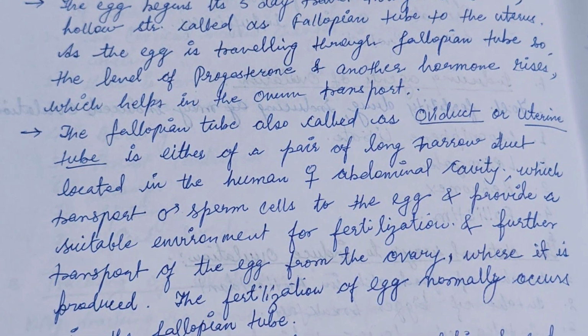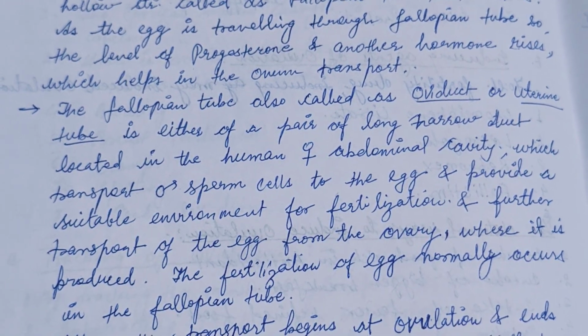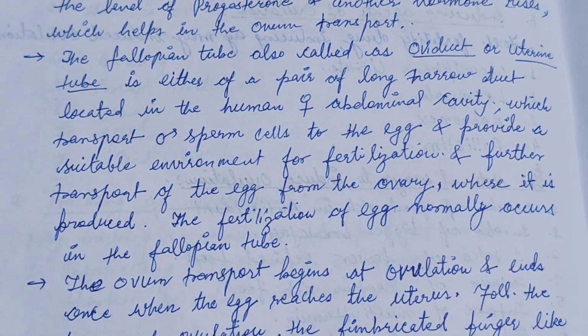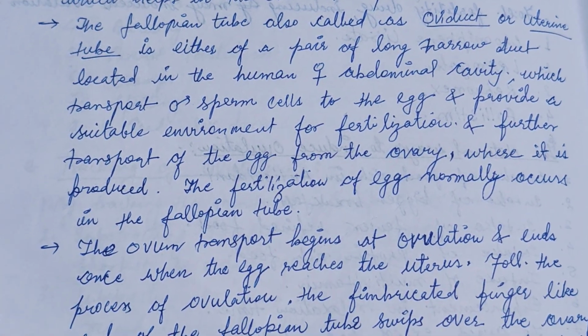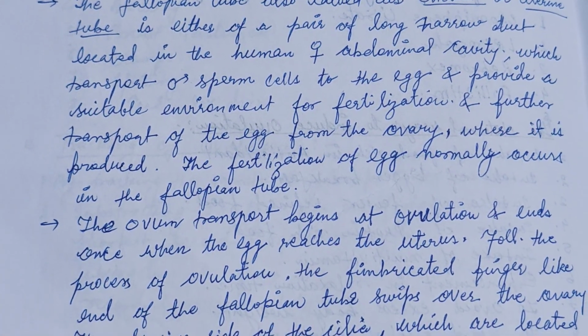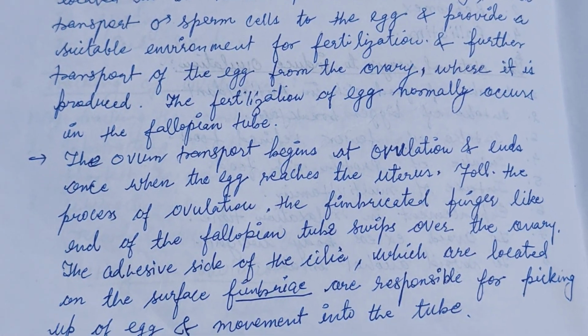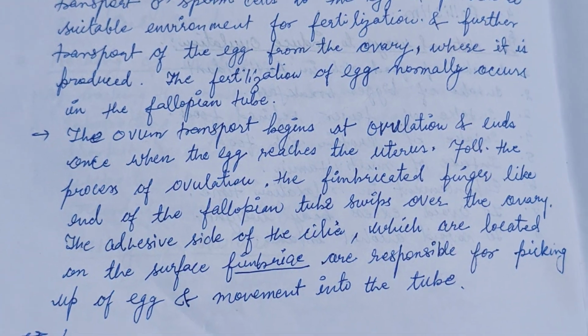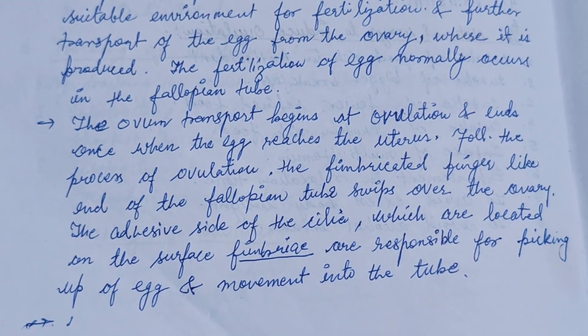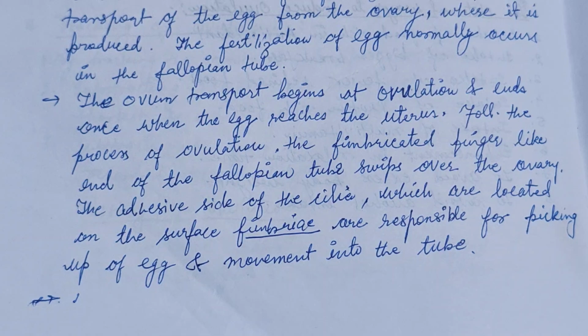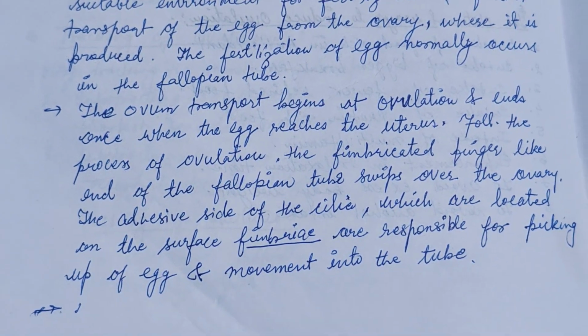So, the fallopian tube, also called the oviduct or the uterine tube, is either of a pair of long, narrow ducts located in the human female abdominal cavity, which transport male sperm cells to the egg and provide a suitable environment for the fertilization and further transport of the egg from the ovary where it is produced. The fertilization of the egg normally occurs in the fallopian tube.